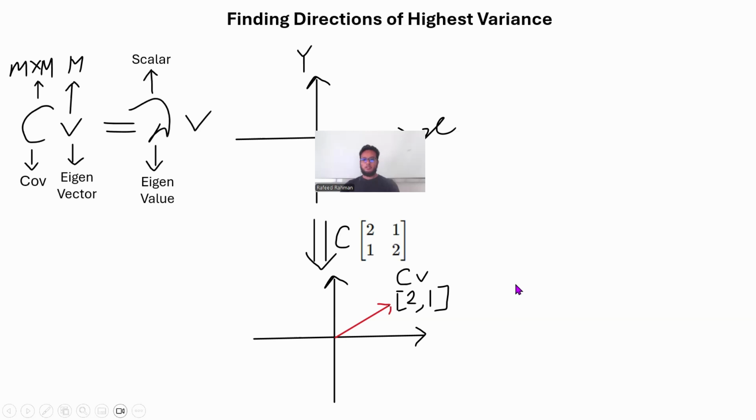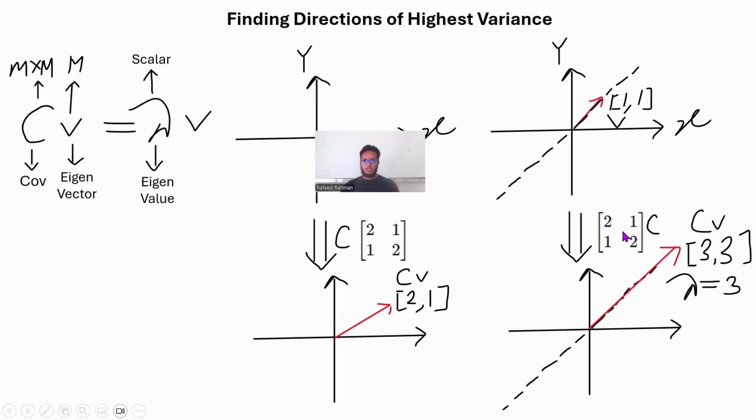But let's look at this scenario. We have (1, 1). We multiply it by the same matrix. You can see that it has expanded in the exact same direction, and it has become (3, 3). That means this is equivalent to multiplying the vector by a value of lambda equal to 3. So this is an eigenvector and this 3 is an eigenvalue.